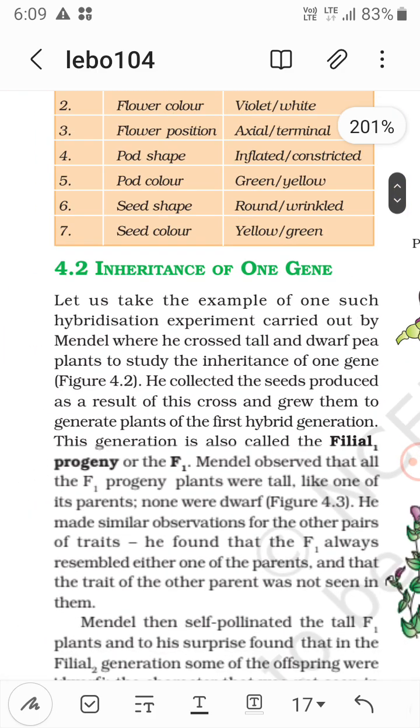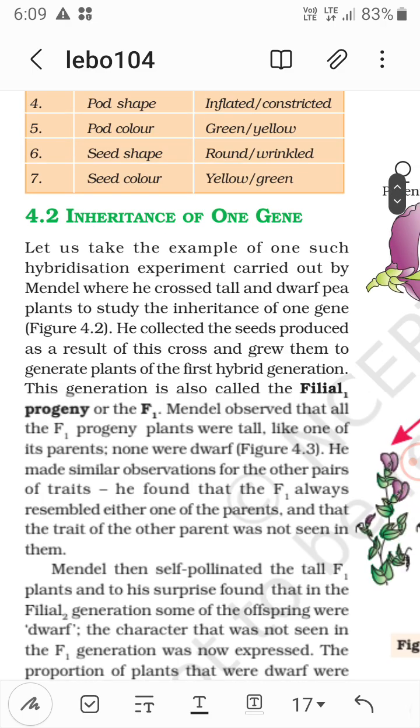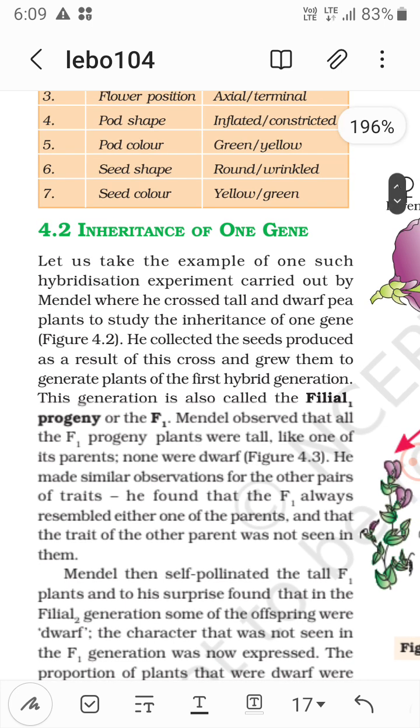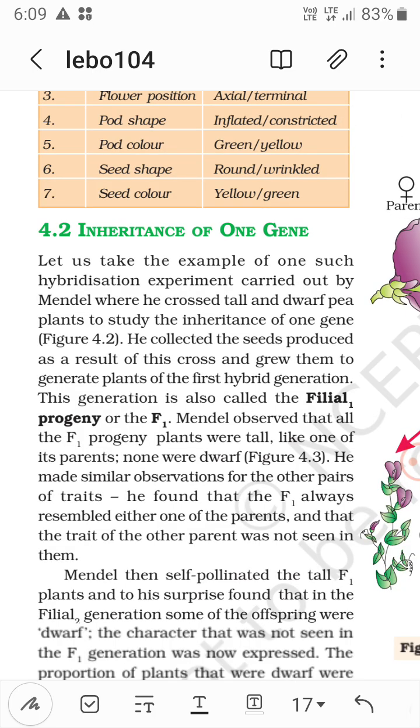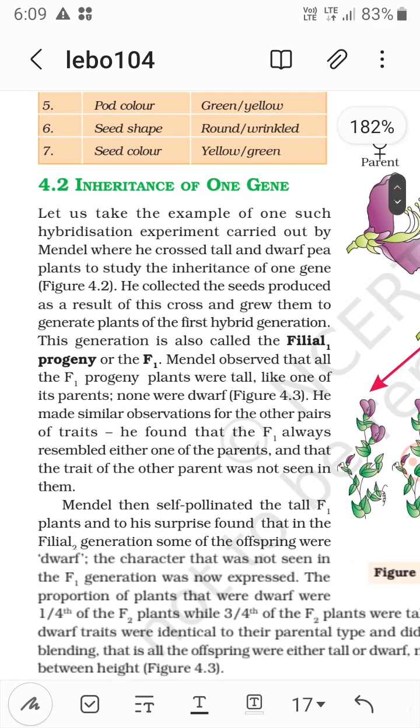Now we are going to study the inheritance of one gene. He crossed tall and dwarf pea plants to study the inheritance of one gene. He got the first hybrid generation. This generation is also called the filial one progeny, or the F1.